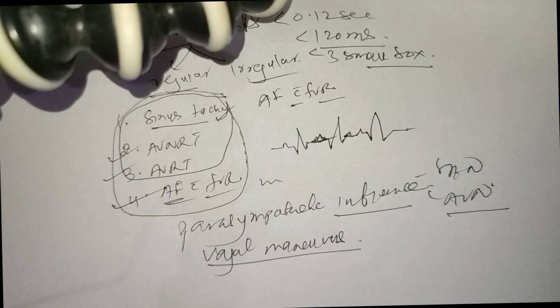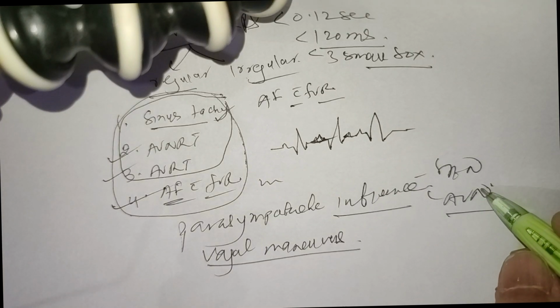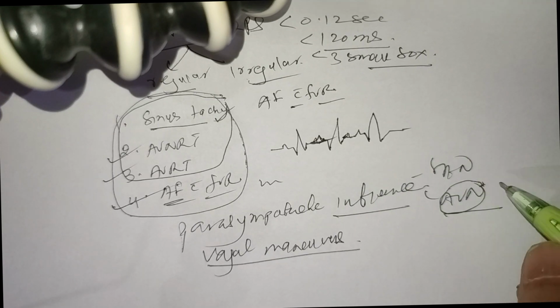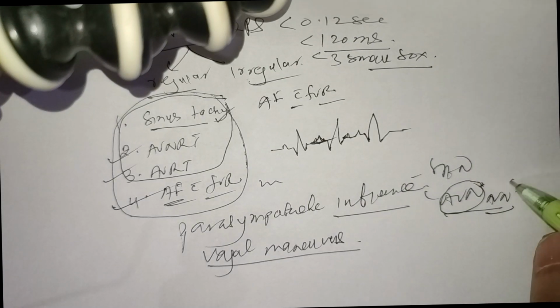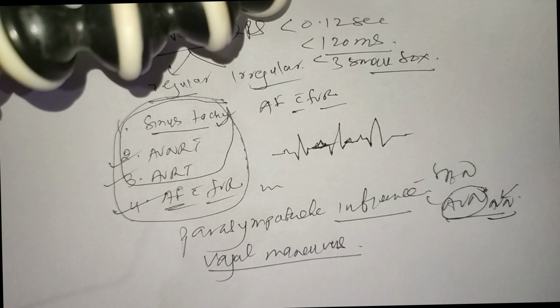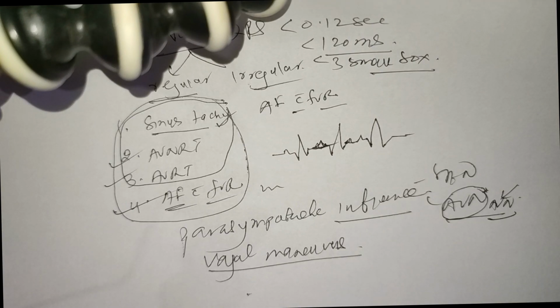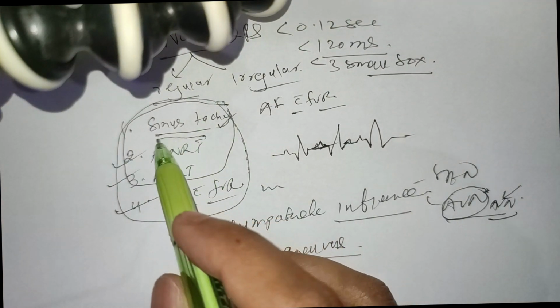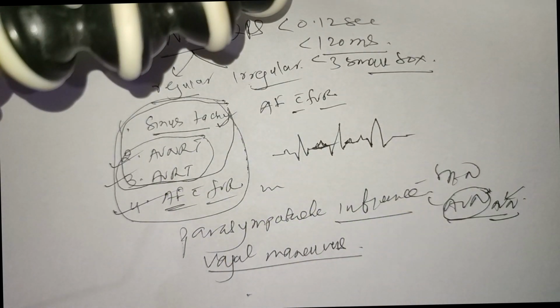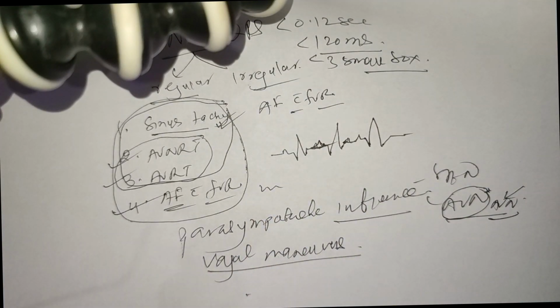So with excessive parasympathetic stimulation, if the AV node slows down, then if you can see the P wave before each QRS, or the P wave might be retrograde as well, then those suggest AVNRT or AVRT. If the vagal maneuver is not helping, then this is most likely sinus tachycardia.